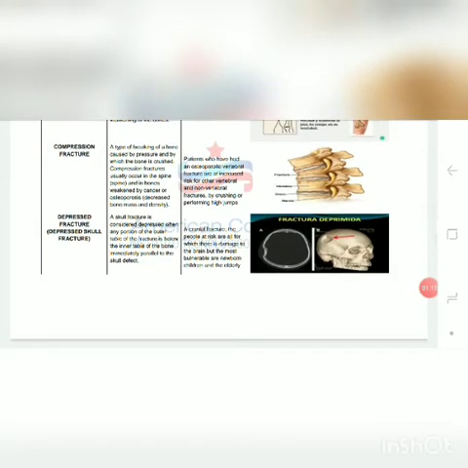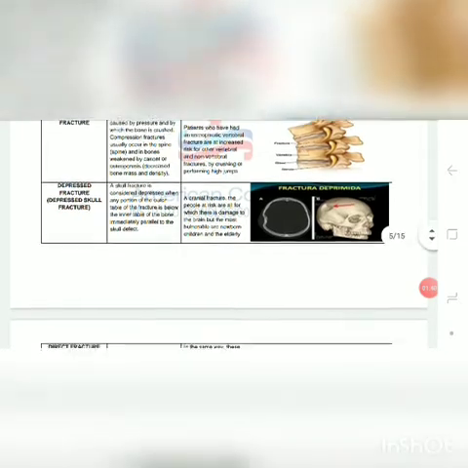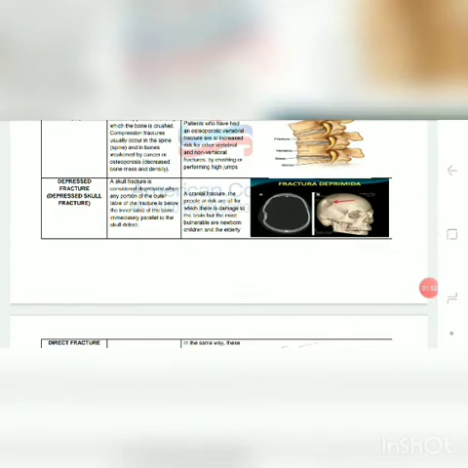Depression fracture. A skull fracture is considered depression when a portion of the fracture is below the inner table of the bone, immediately prior to the skull defect. The risk: a cranial fracture. The people at risk are those who fall and hit the brain. The most vulnerable are children and the elderly.